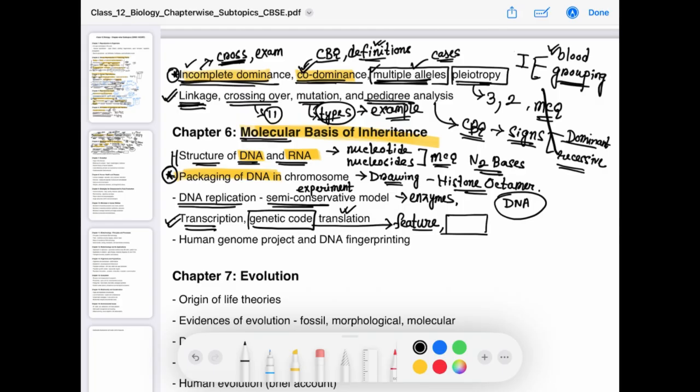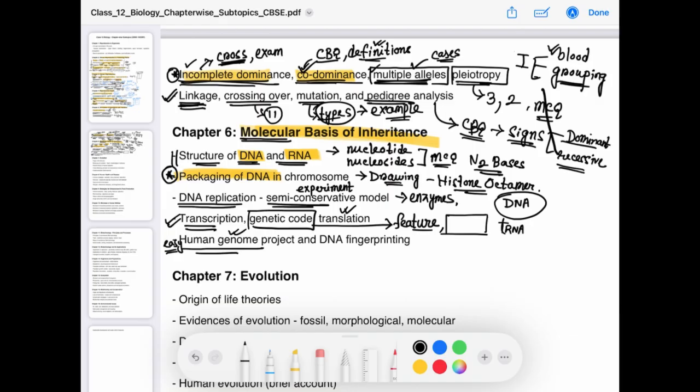You have to get clear knowledge about the steps of translation. Then there is the structure of tRNA also. You have to know about the tRNA structure properly. Last is the human genome project. This is the easy part. You just have to memorize this part.